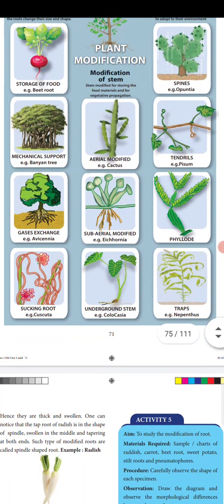Next, sucking root. For example, Vanda, an epiphytic plant which grows on trees. The filament tissues present in the epiphytic root absorb moisture to perform photosynthesis.